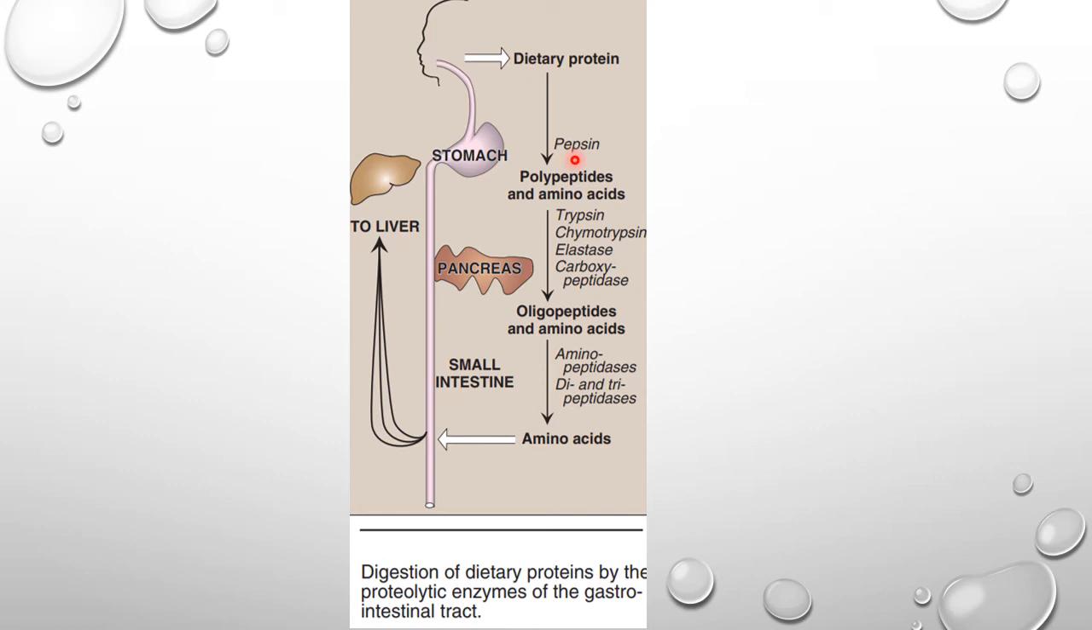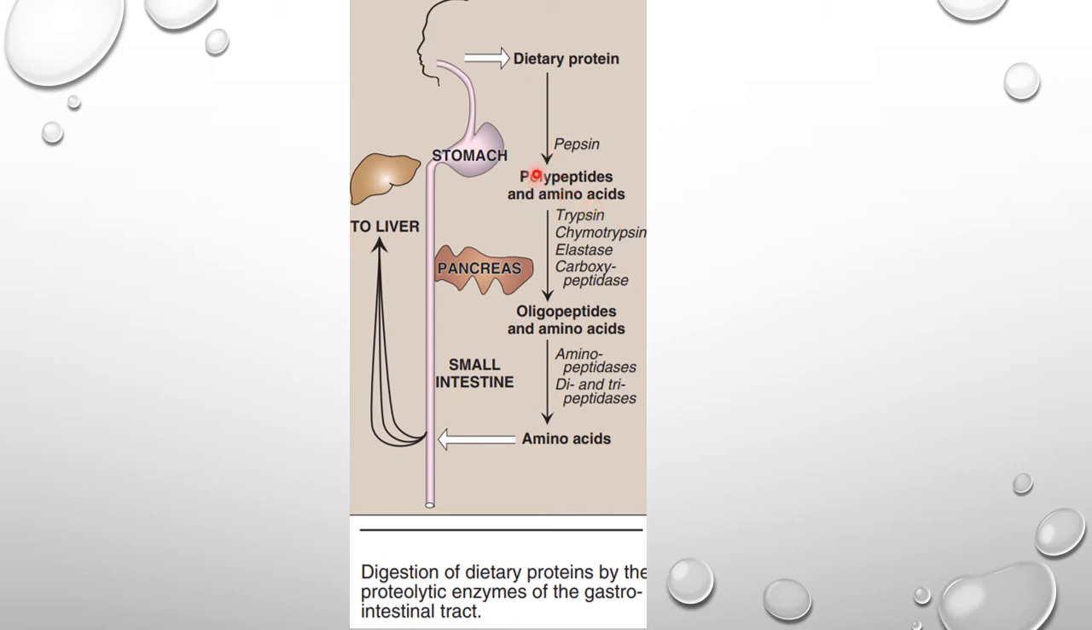This pepsin is released from chief cells in the form of pepsinogen, and it is converted into pepsin, that is the active form, and this has proteolytic action on proteins. So pepsin can convert dietary proteins into polypeptides, and also a few amino acids can be released from the digestion of dietary proteins by the action of pepsin.